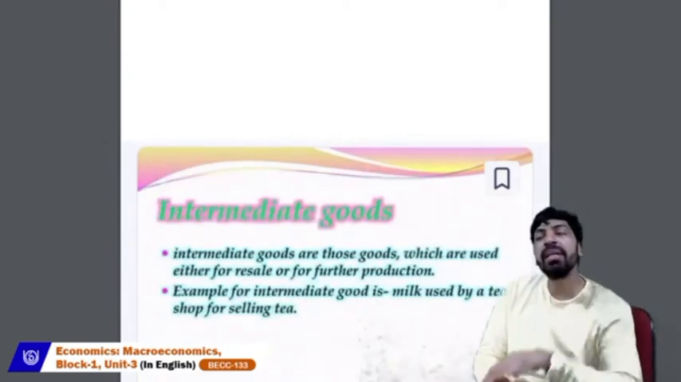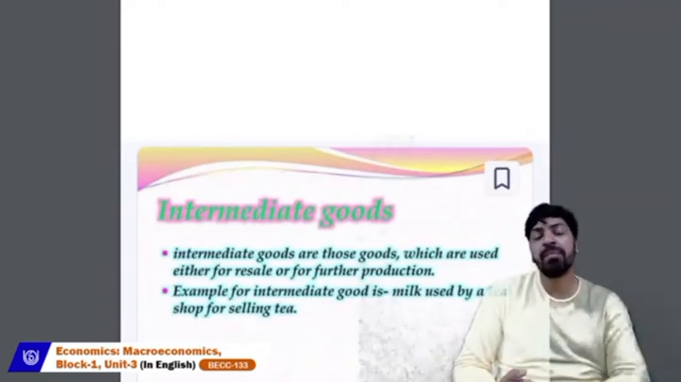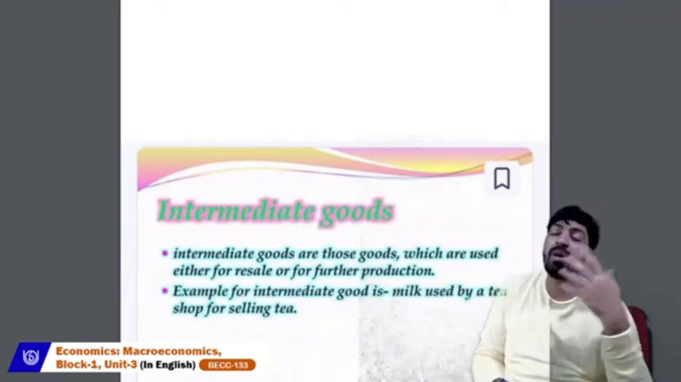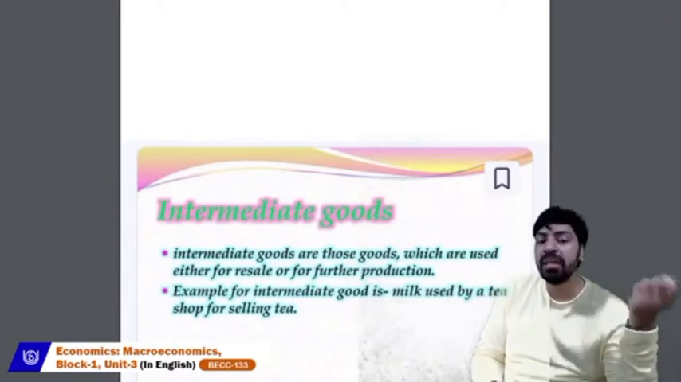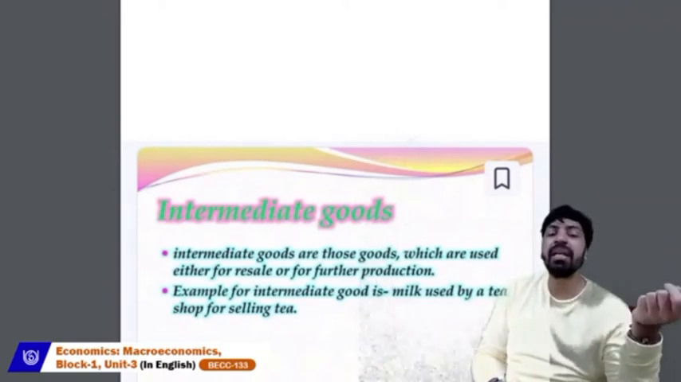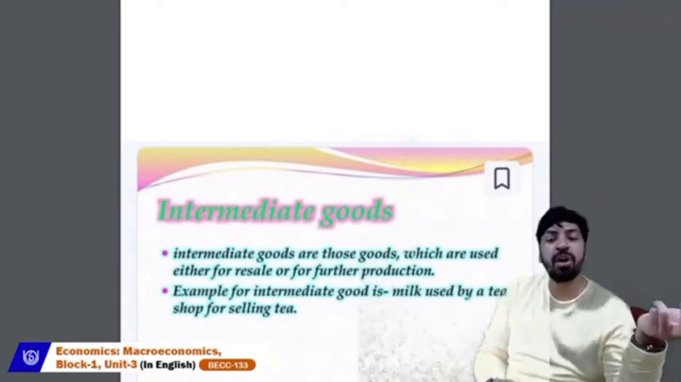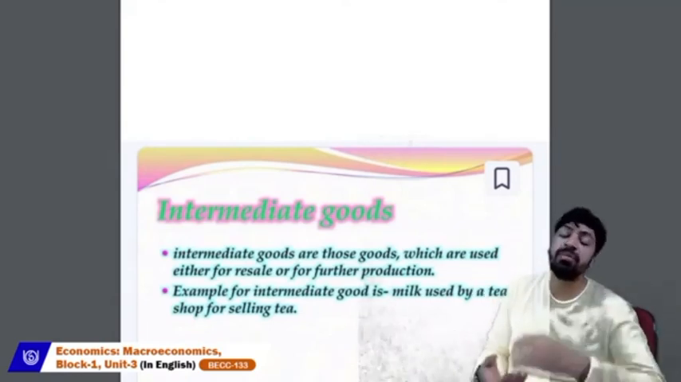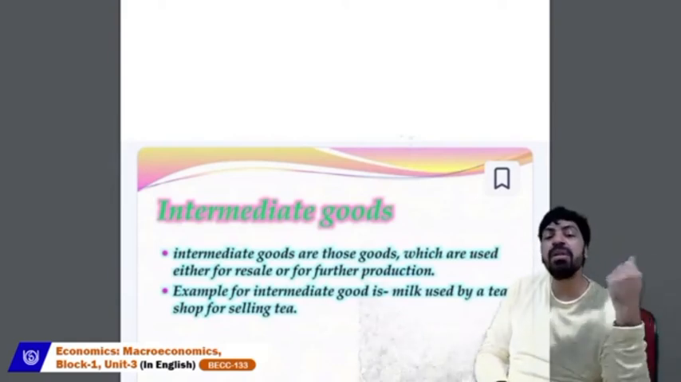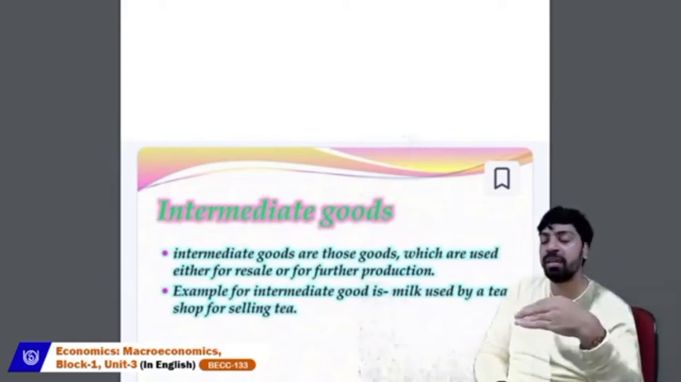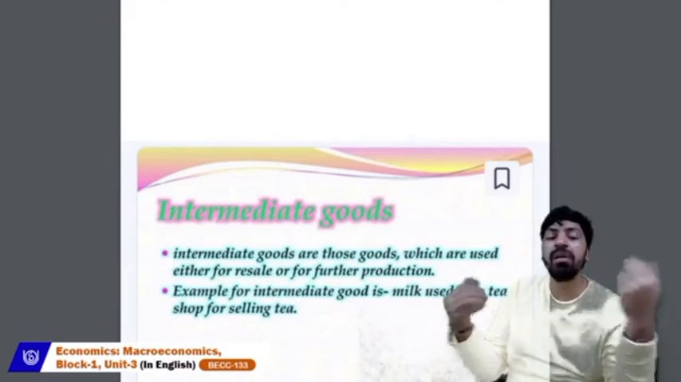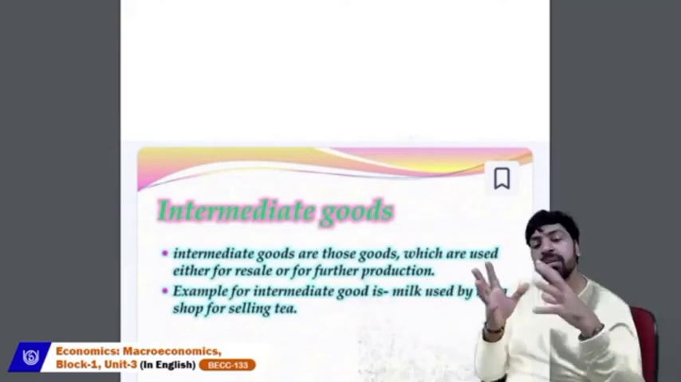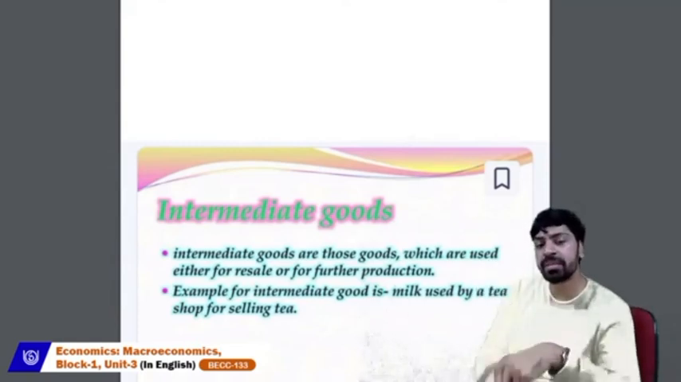Intermediate goods. The intermediate goods are those goods which are used for resale purposes or for further production. For example, milk. Milk is used for tea and coffee, and ultimately it goes to a tea shop for selling tea. If you see the small stalls, if you want a tea, there is always milk used by the tea shop for selling the tea. If you need a tea, you go to the stall and buy a tea, and such particular goods are called intermediate goods.